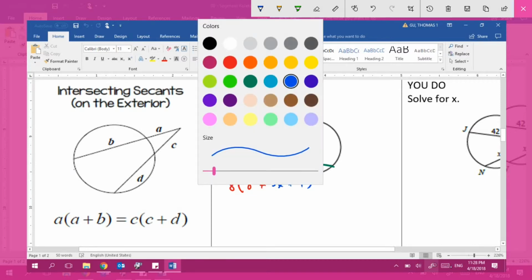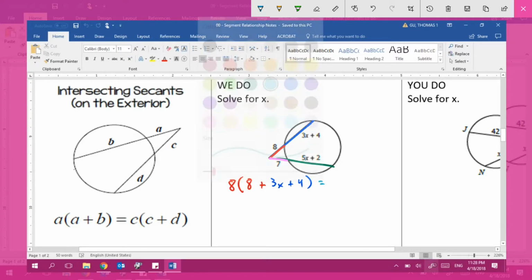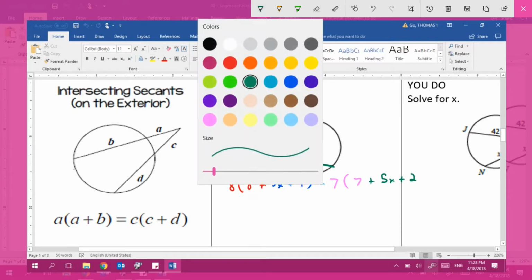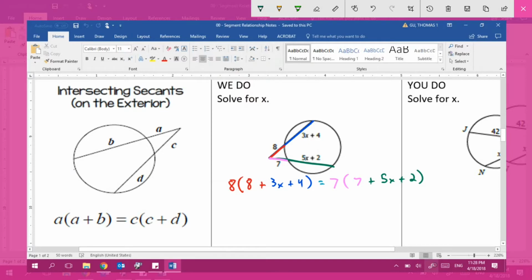Okay? And then that's going to equal the outside portion of the other line, 7, times that 7 plus the inside portion of the other line, which is 5x + 2. All right? And then we just use algebra here to solve it.